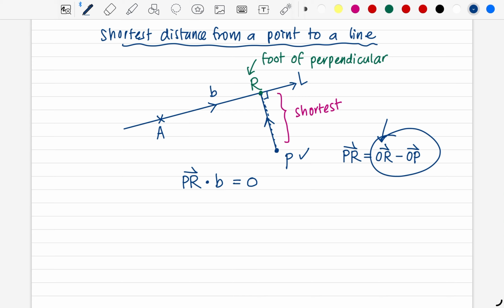So in the next video, I will show you an example. How do we find the shortest distance from a point to a line? See you there.